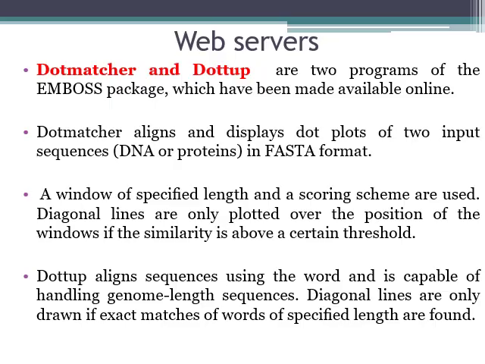Now, there are some web servers which will allow us to perform this dot matrix alignment of the two sequences. For example, there is dotmatcher and dotup. These two programs of the EMBOSS package have been made available online, and you can provide the sequence in the FASTA format, and the window of the specified length and the scoring scheme are also used in this dotmatcher and dotup program.